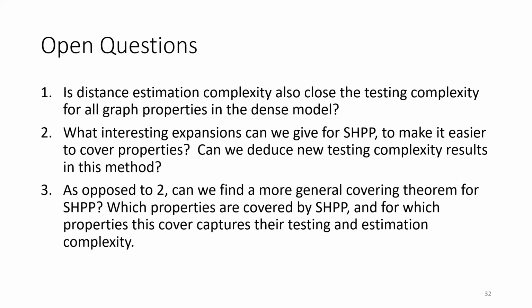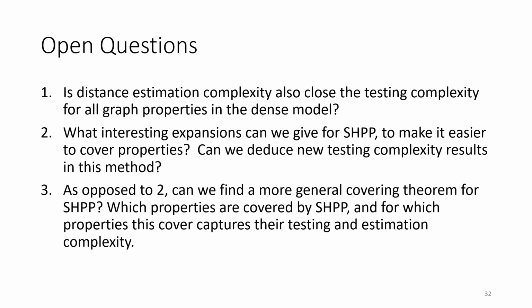Question 2 asks how can we extend the SHPPs in ways that can show more distance estimation or property testing algorithms. Gishboliner and Shapira show that induced C4 freeness cannot be covered by homogeneous partition properties of size that does not depend on epsilon n. However, as we've shown in our work, with semi-homogeneous partition properties, you can cover induced C4 freeness. So this addition of semi-homogeneous constraints is what allowed us to achieve this result.